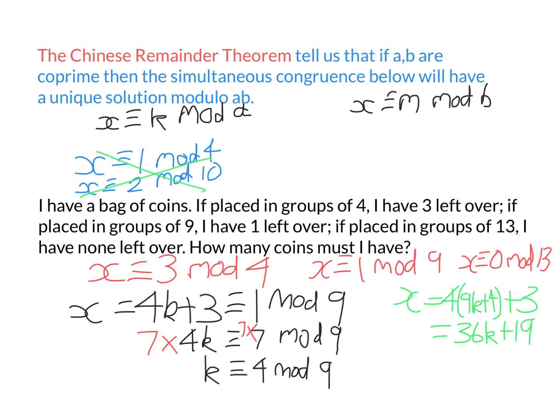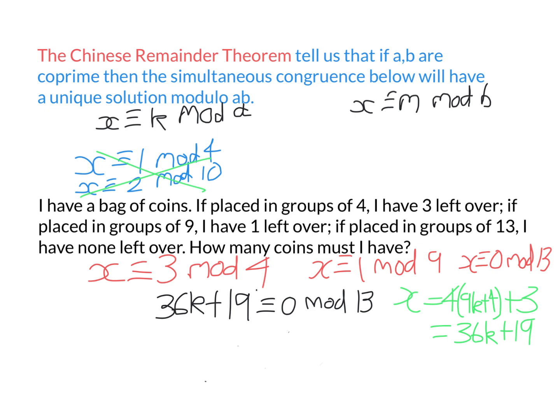But I also want this to be equivalent to 0 mod 13. So I'm going to solve this equal to 0 mod 13. To solve this equation, I'm going to subtract 19 from both sides. Notice negative 19 plus 13 plus 13, negative 19 is the same as 7 mod 13. So I'm solving 36k is equivalent to 7 mod 13. So what's the inverse of 36 mod 13? Well, 36 is the same as 10 mod 13. The inverse of 10 mod 13 is 4, because 10 times 4, 40, is equivalent to 1 mod 13.